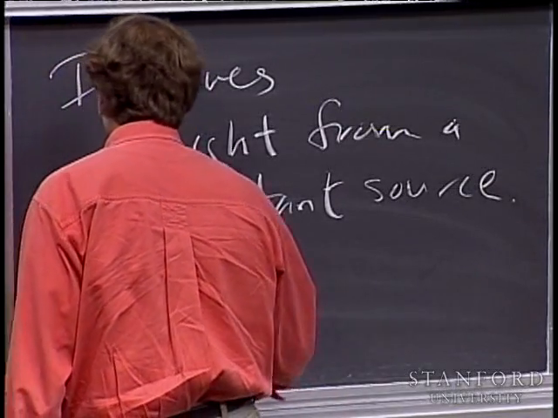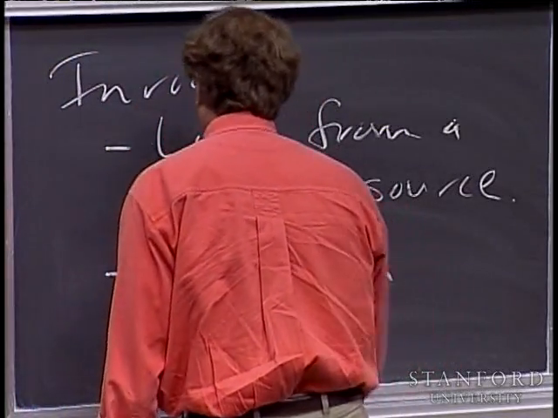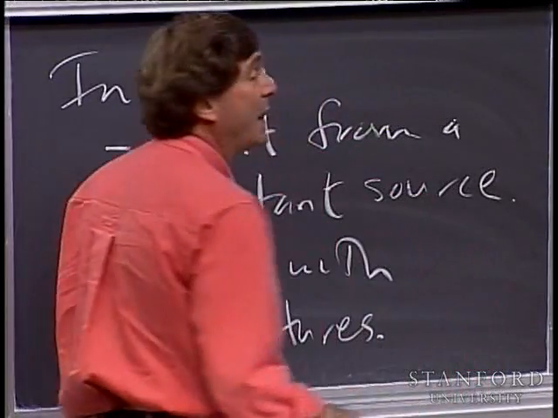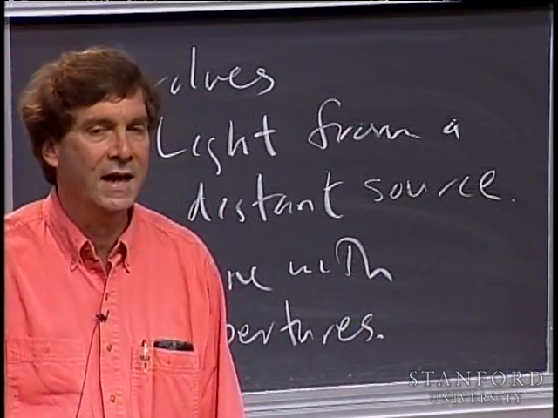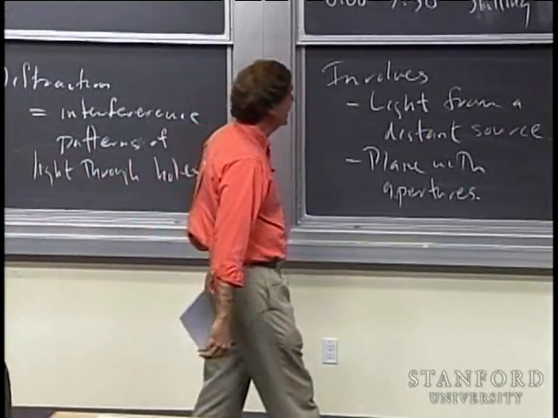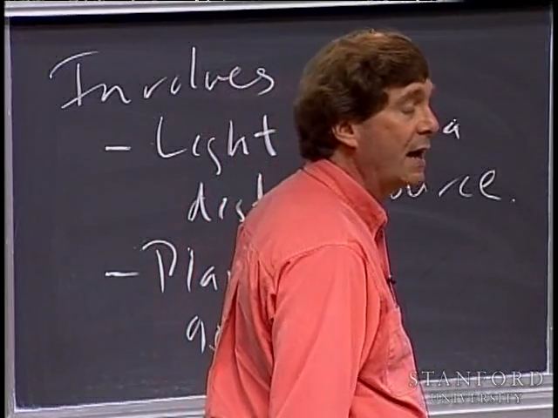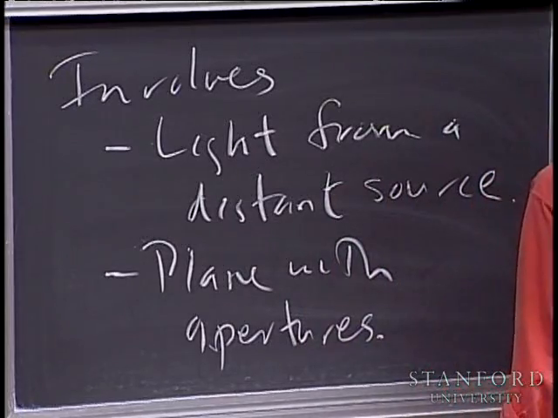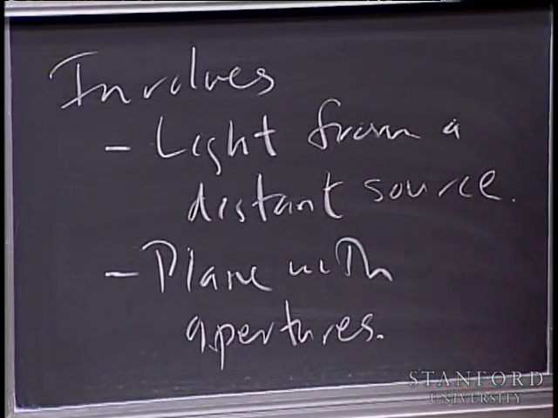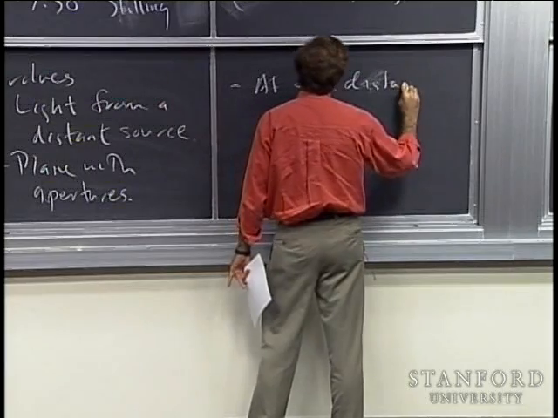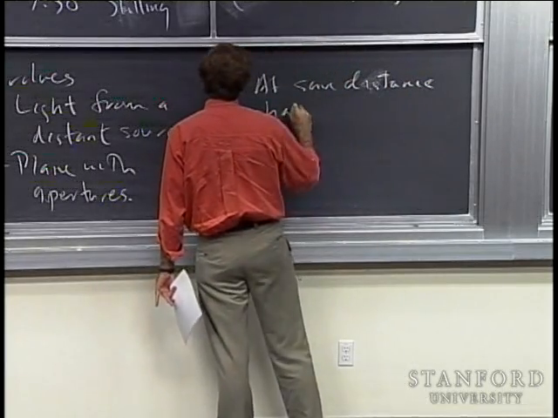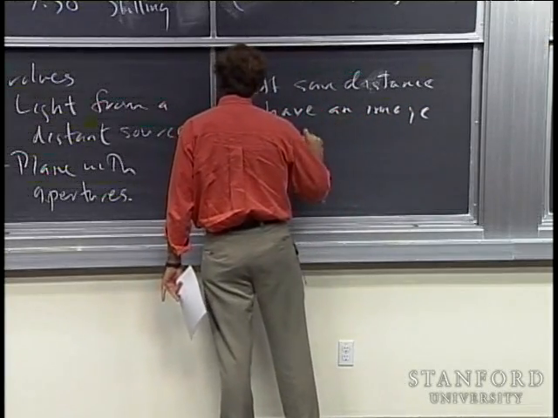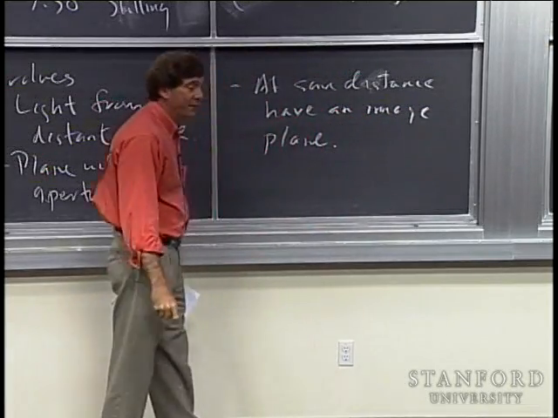So you have a plane with apertures that the light passes through. Part of the plane is opaque, and then you have holes that the light passes through. And it bends around those holes, and it creates certain characteristic patterns on a plane that is some distance from this, called the image plane. So at some distance you have an image plane, and you see diffraction patterns.